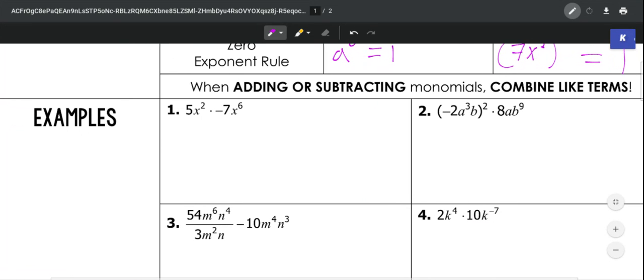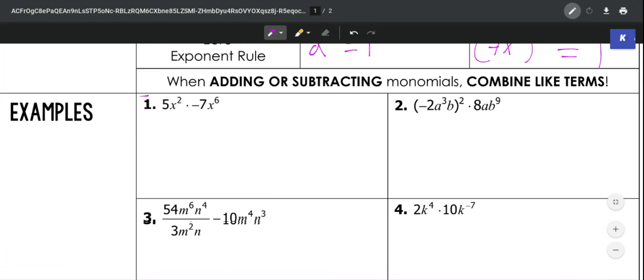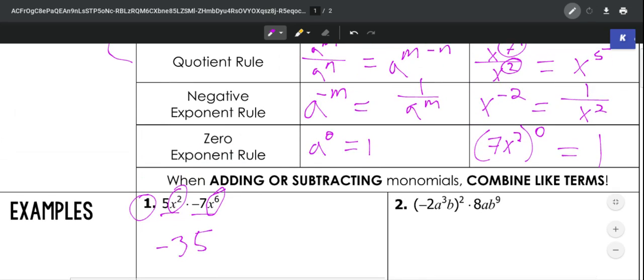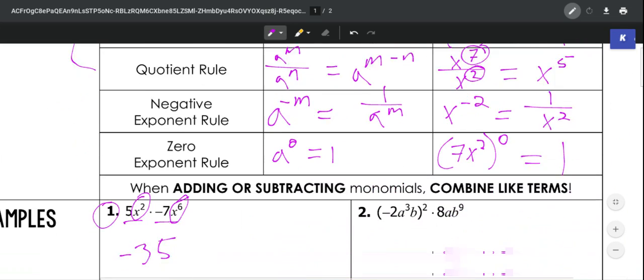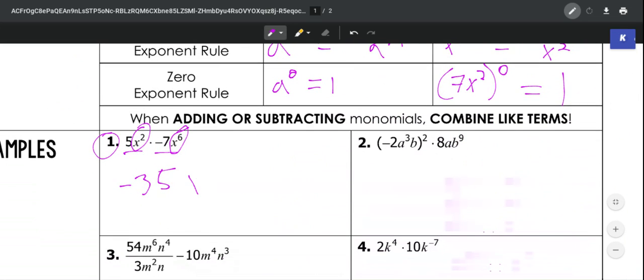So we've got, like on number 1, 5x squared times negative 7x to the 6. The first thing we're going to do is multiply our coefficients, which would be negative 35. Then we're going to multiply x squared times x to the 6th. That's the same thing as the product rule here, so we're going to add those exponents. So it'd be x to the 8th.